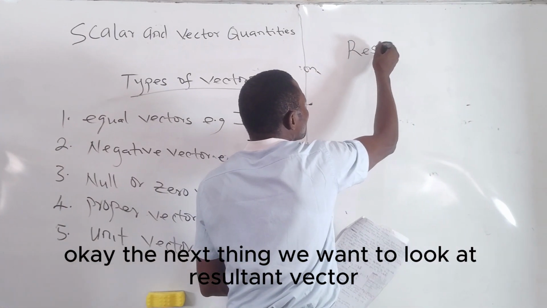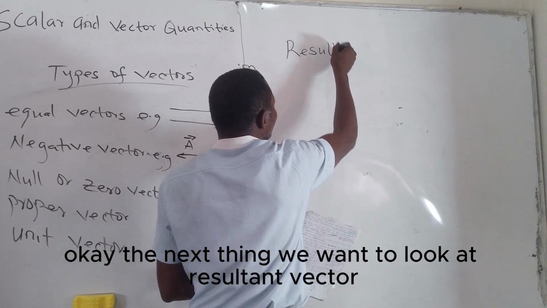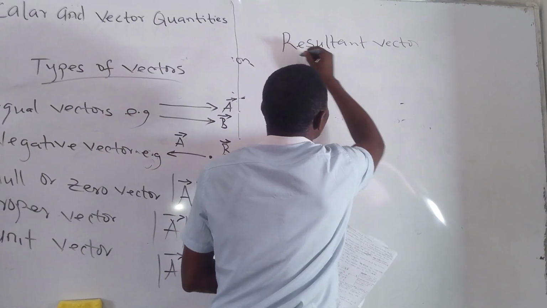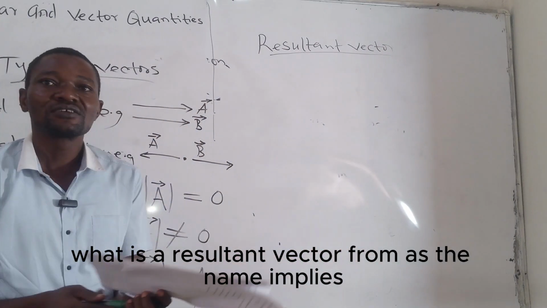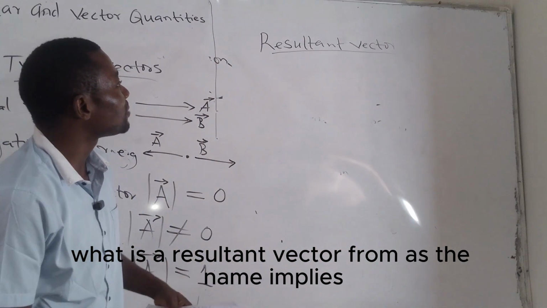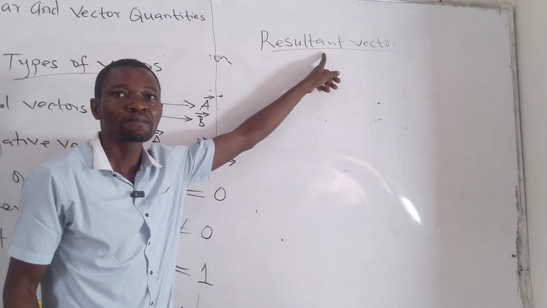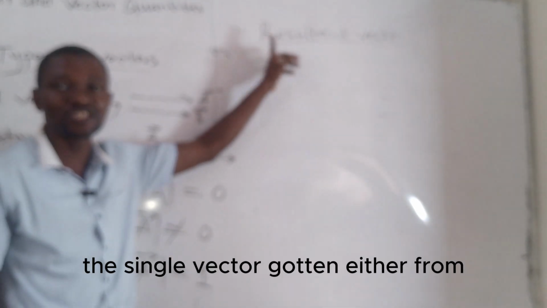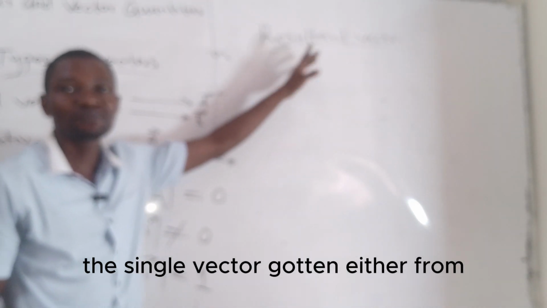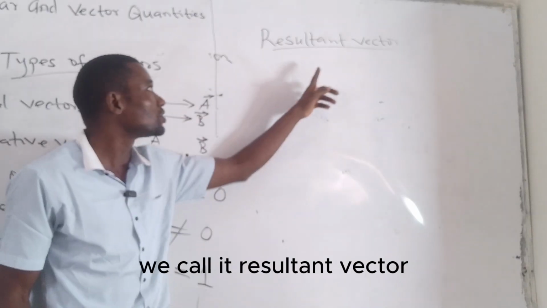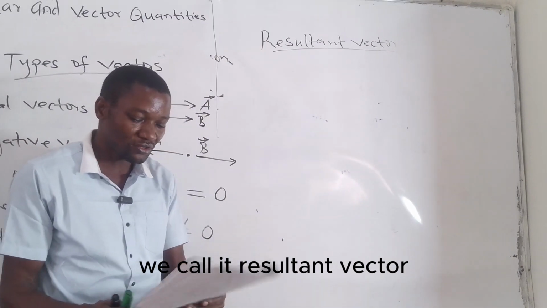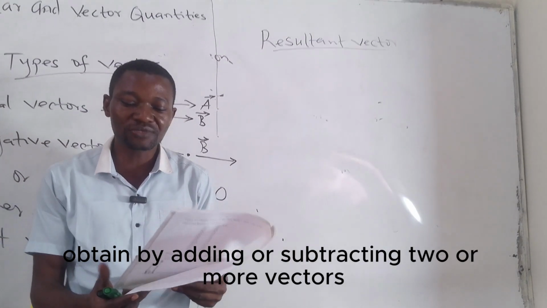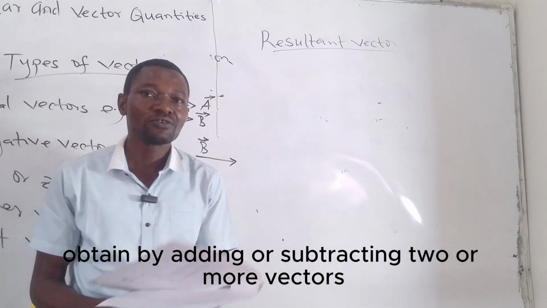Okay, the next thing we want to look at, resultant vector. What is a resultant vector? As the name implies, resultant, from result. So if you have two or more vectors, the single vector gotten from them, either by addition or subtraction, we call it resultant vector. So resultant vector is the single vector obtained by adding or subtracting two or more vectors.